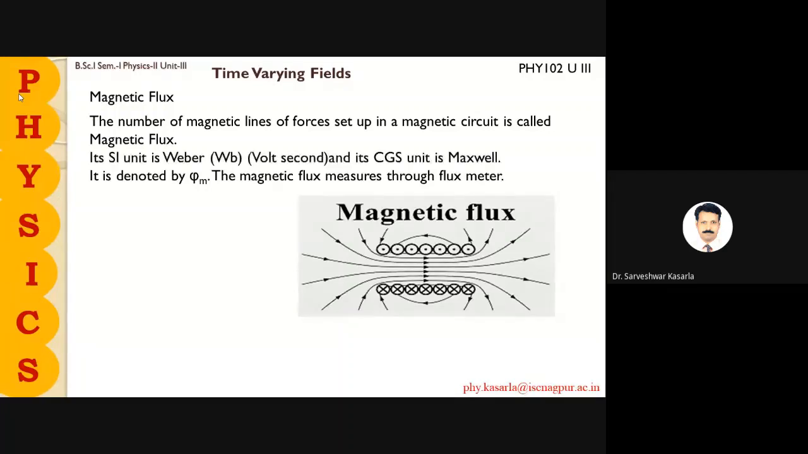Its SI unit is Weber, or say volt second. Its CGS unit is Maxwell. It is denoted by phi m, m for magnet. The magnetic flux is measured through a flux meter.